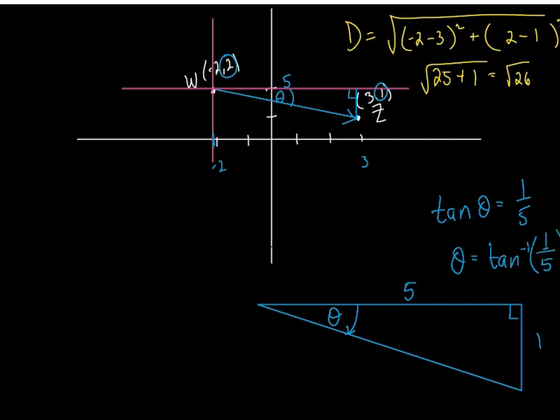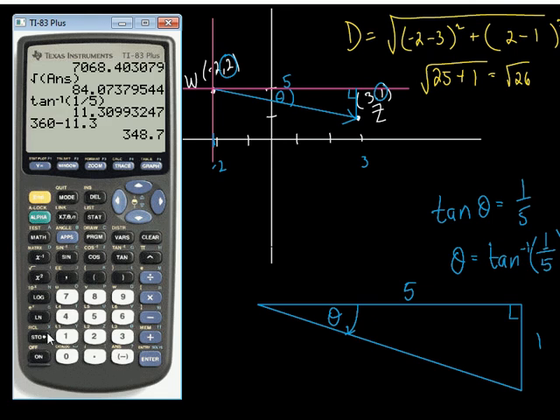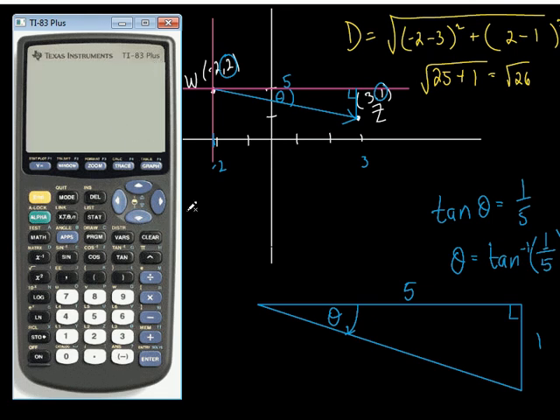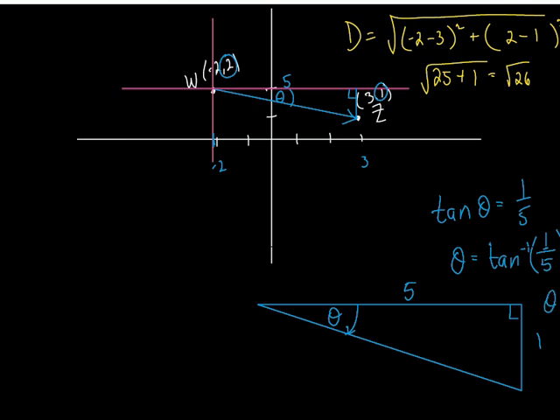Alright, and then we put that into our calculator. Let's do it live. We take the inverse tangent, so second function tangent of 1 divided by 5. And that gives you about 11.3. So this angle right here, theta, is approximately 11.3. It's not my final direction.